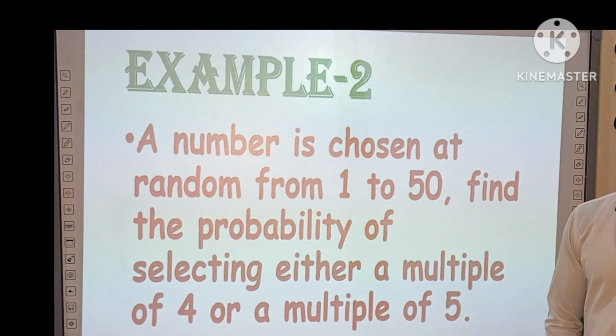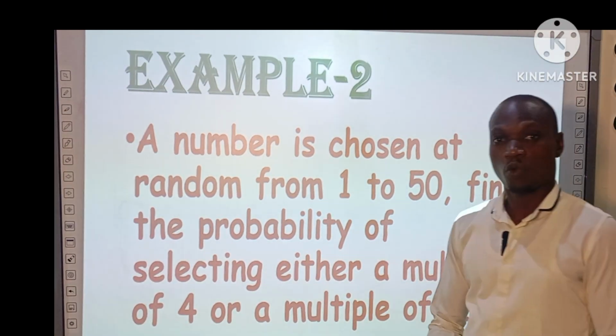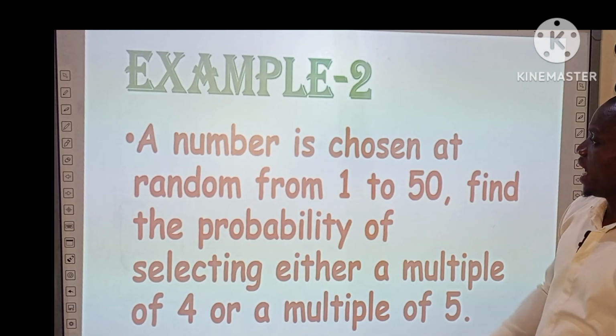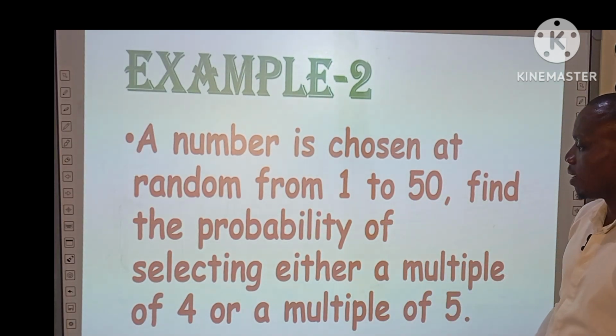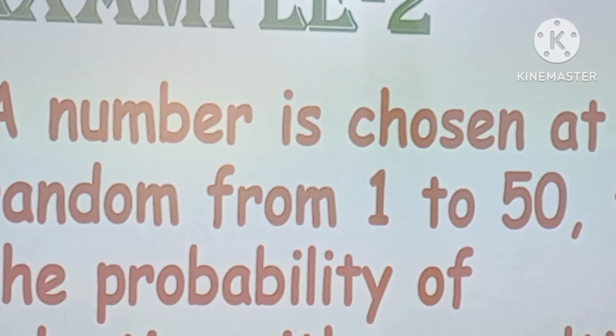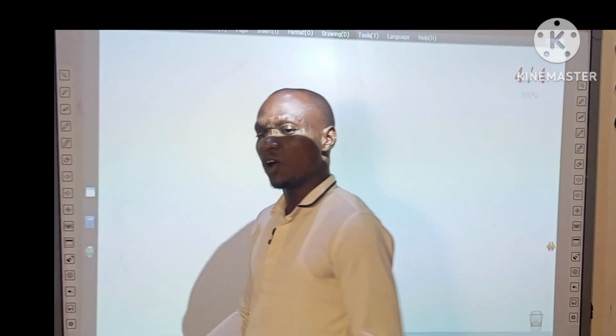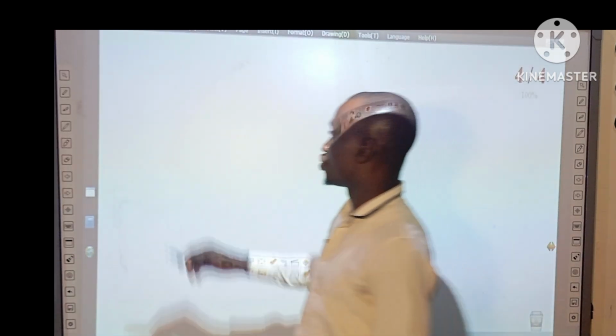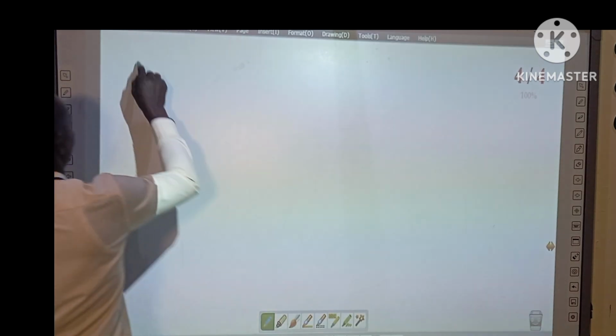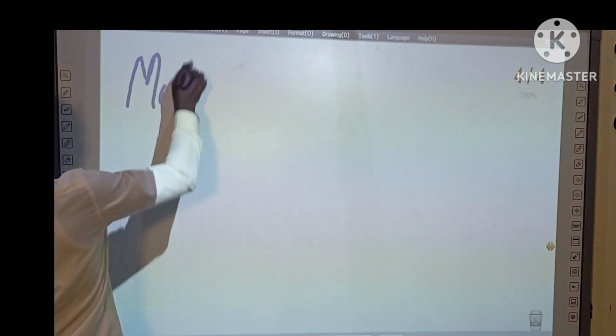Okay, let's take our second question for today. And the second question is simple. A number is chosen at random from 1 to 50. Find the probability of selecting either a multiple of 4 or a multiple of 5. The first thing we must do is to list out the multiples of 4 and multiples of 5 and write out their probability. So the first one is multiples of 4.